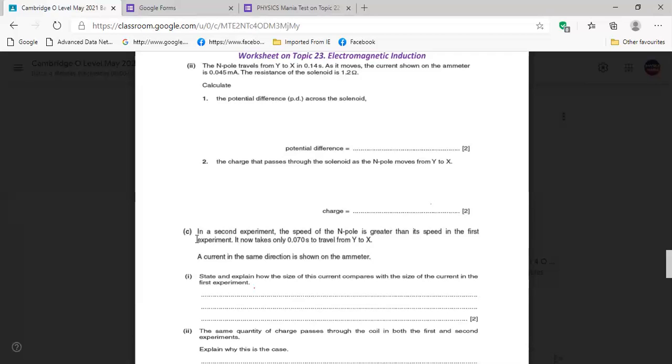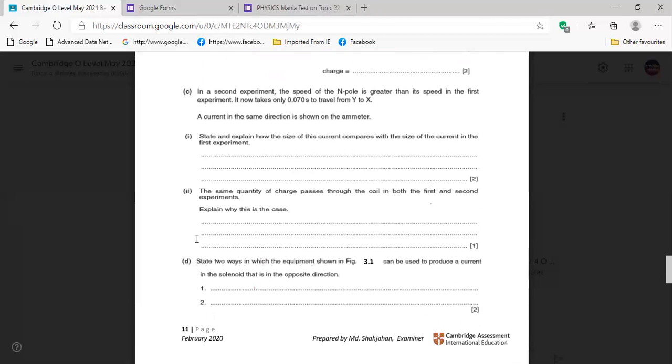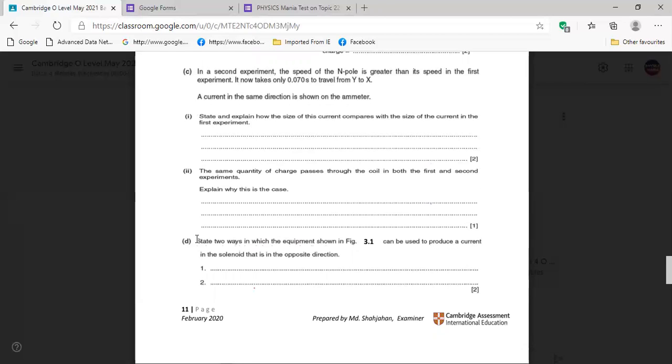Okay, then next. Yeah, continue, please. Read. Yes, sir, I just have one more line. Read loudly, please. The same quantity of charge passes through the coil in both the first and second experiment. Explain why this is the case.